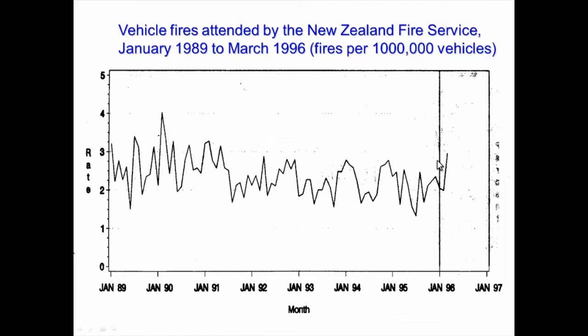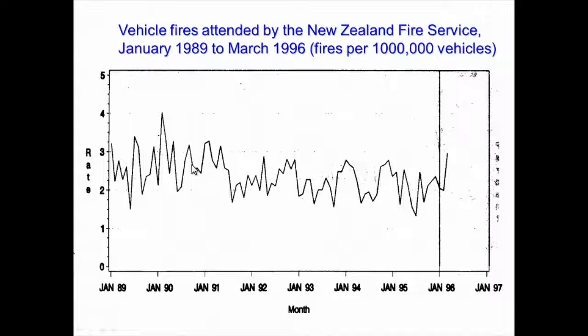So we looked at the number of motor vehicle fires attended by the New Zealand Fire Service, starting from 1989 right through into the first quarter of 1996. You can see that although there are somewhat random fluctuations, there's nothing very unusual going on in this first quarter. So they weren't really being called out to more motor vehicle fires than would be expected.